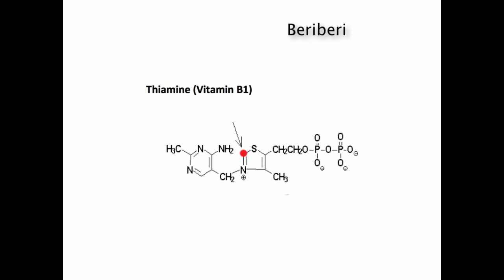In the U.S. and more developed countries, thiamine deficiency is seen more often as Wernicke-Korsakoff syndrome. And this is most often found in chronic alcoholics who've had a very restricted diet. Symptoms are confusion, nystagmus or involuntary eye movement, and ataxia or lack of muscle coordination.